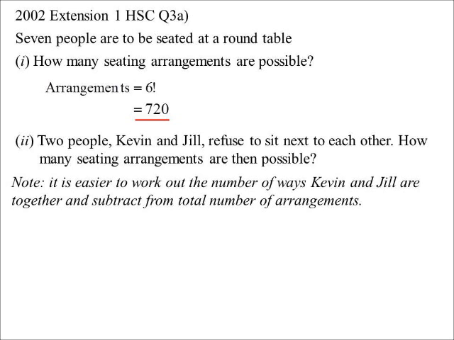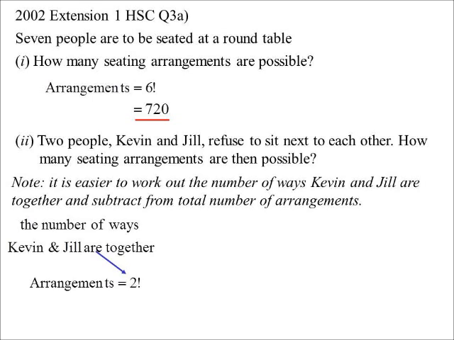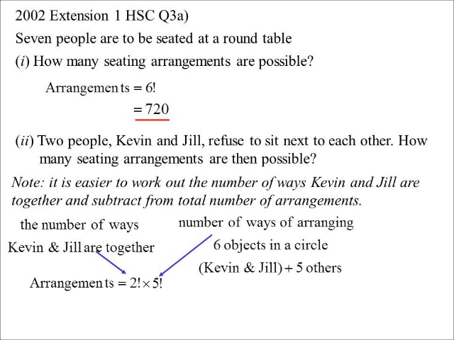So I'm going to work out that. If they are going to be together, we put them in their little group, 2 factorial ways of doing that. They now become like one object. And so we've got our little group plus 5 other people, so 6 objects all up. But we're putting it in a circle, so it's 5 factorial. So 2 factorial times 5 factorial, 240.